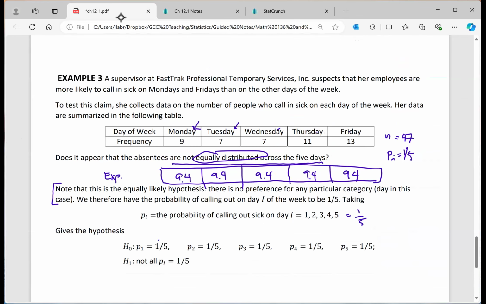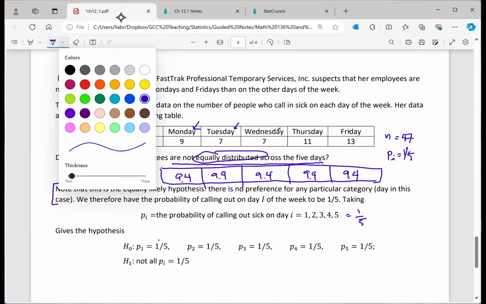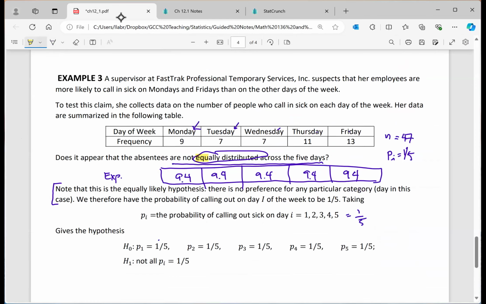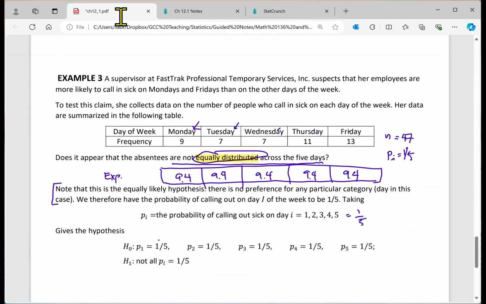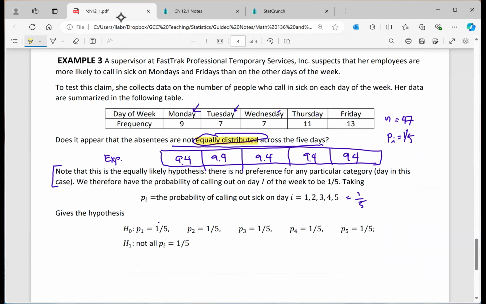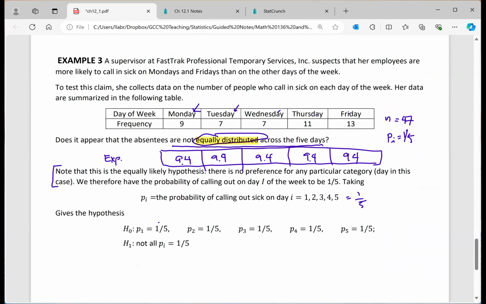Okay, so to summarize, the last kind of problem that you guys will face is when you've got this equally likely hypothesis for every category. All right, so hopefully this was good, and you guys can try out the homework problems.